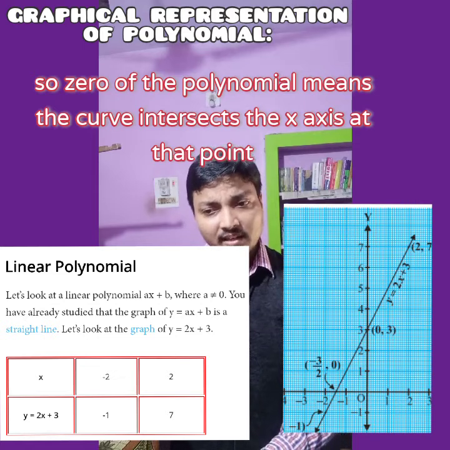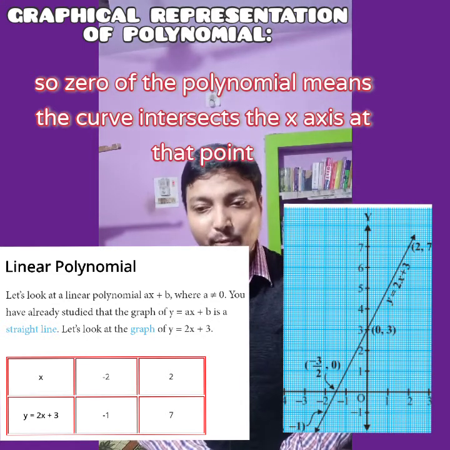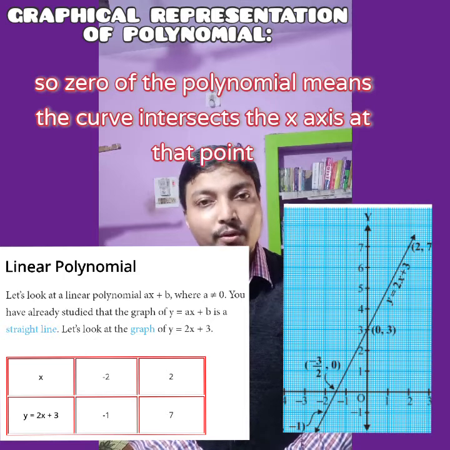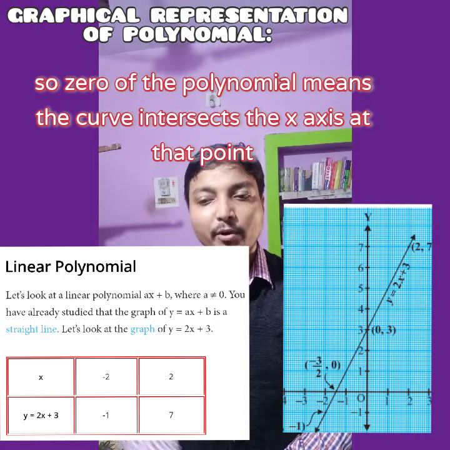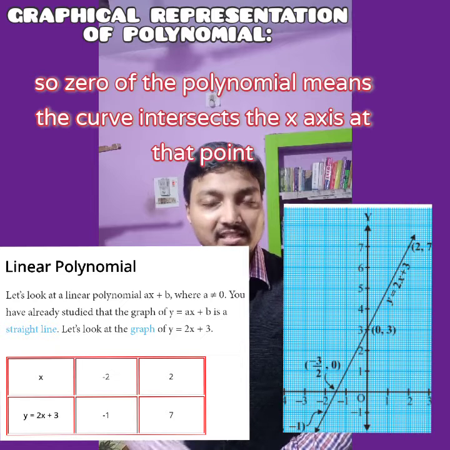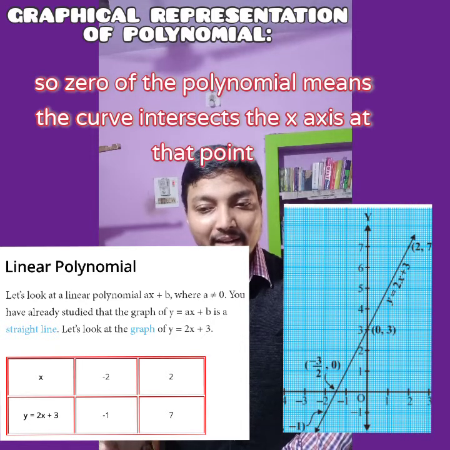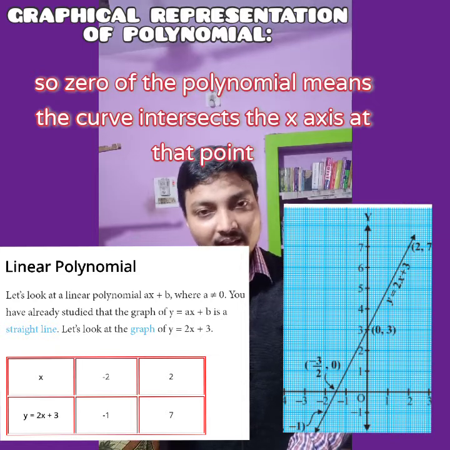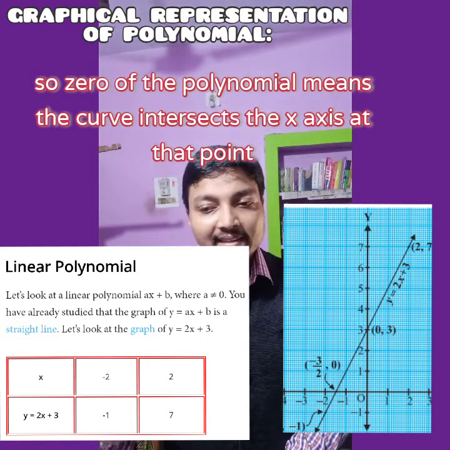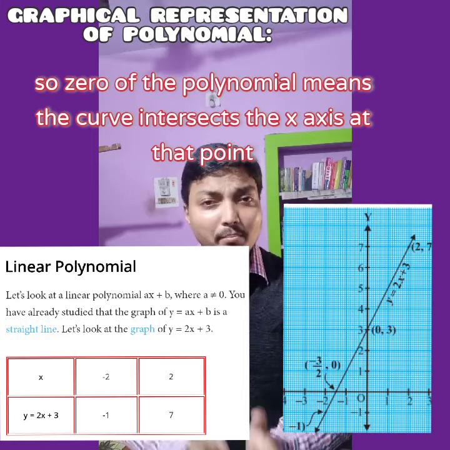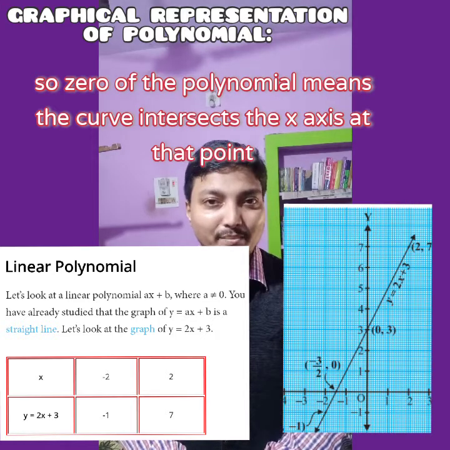In the picture, it is clearly seen that the line intersects the x-axis at the point minus 3 by 2, comma 0. Where the line intersects the x-axis, its x coordinate is minus 3 by 2, and minus 3 by 2 is none other than our zero of the polynomial.